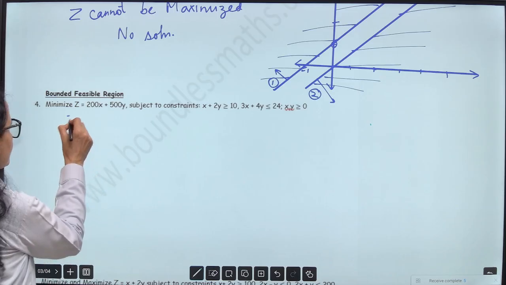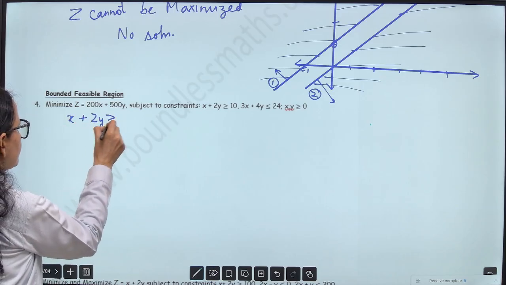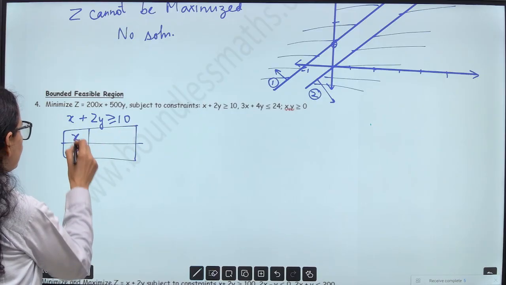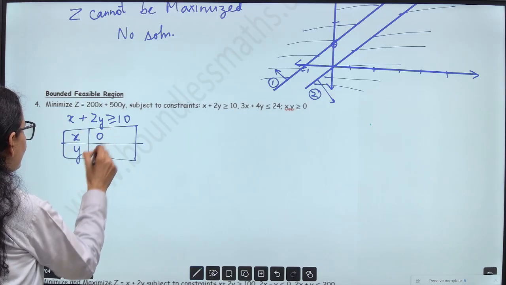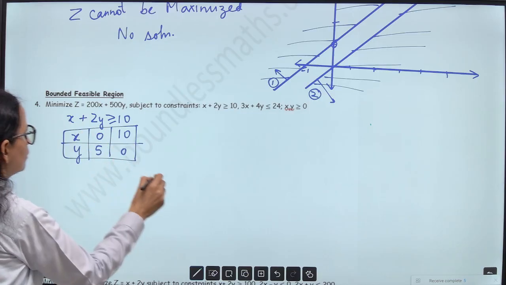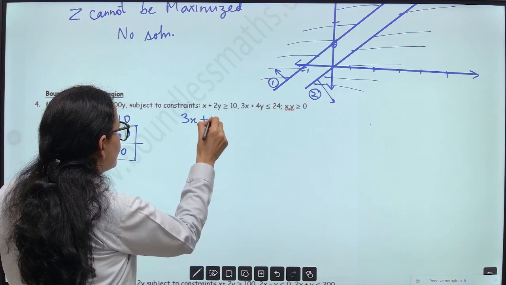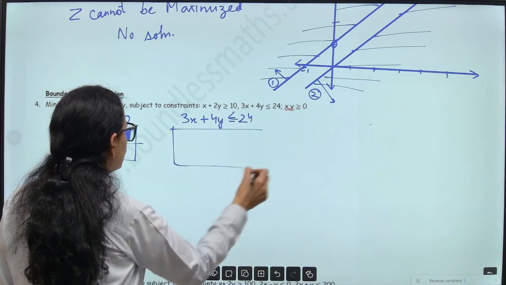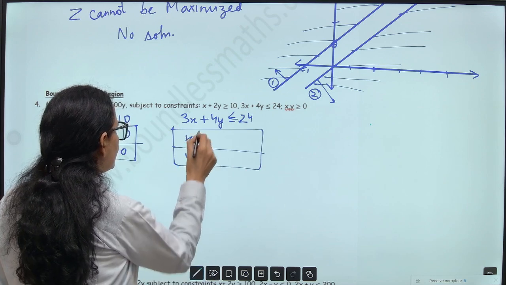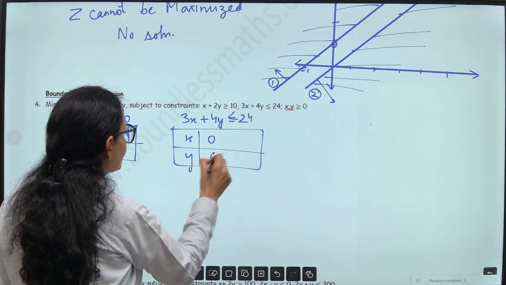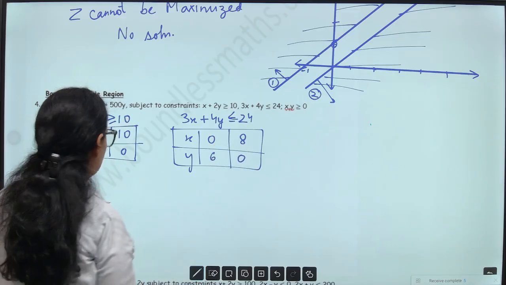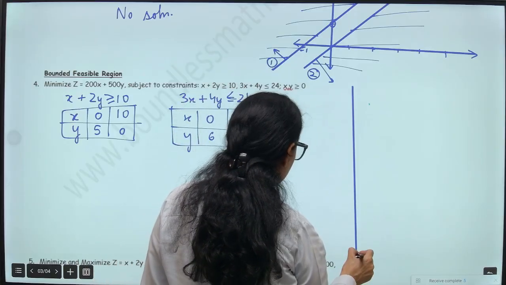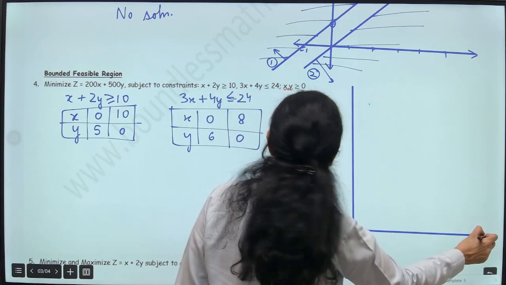So we always start with the constraints, x plus 2y greater than equal to 10. Let's plot the graph of this. So before the graph make the table. When x is 0, y is going to be 5. When y is 0, x is 10. The next constraint is 3x plus 4y less than equal to 24. Make the table for this also. When x is 0, y is 6, and when y is 0, x is 8. So now let's draw the graph for this inequality and see where is the solution or the feasible region.